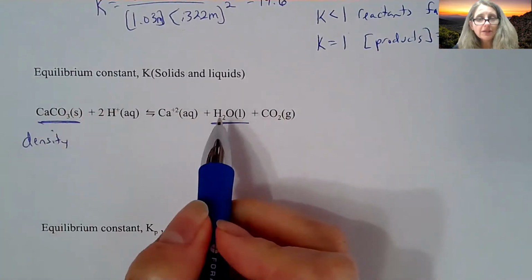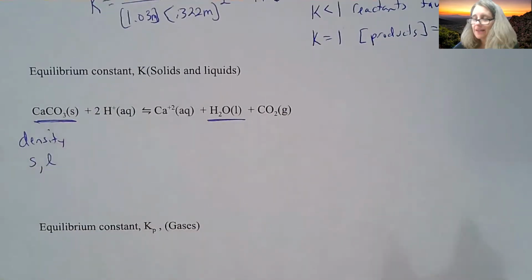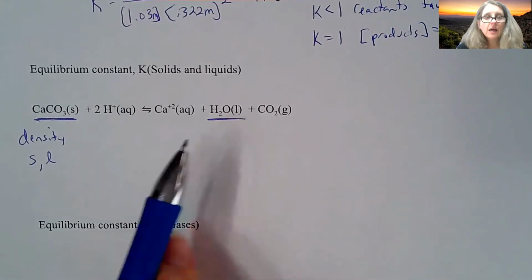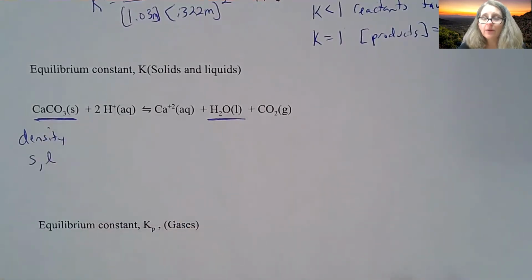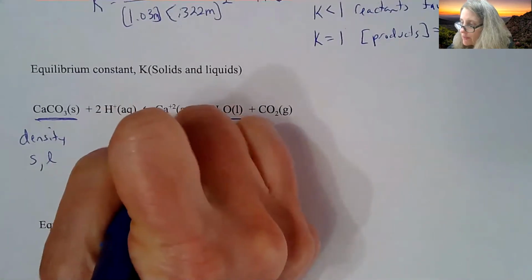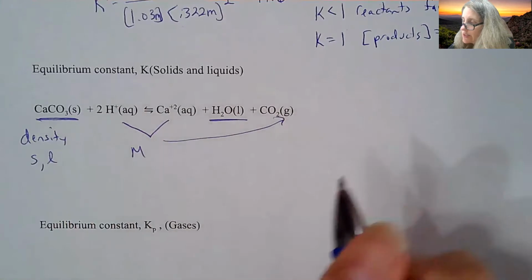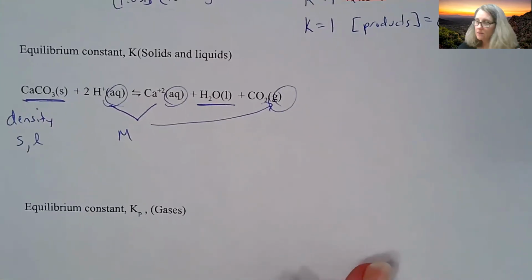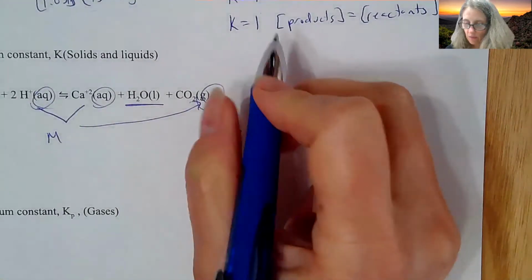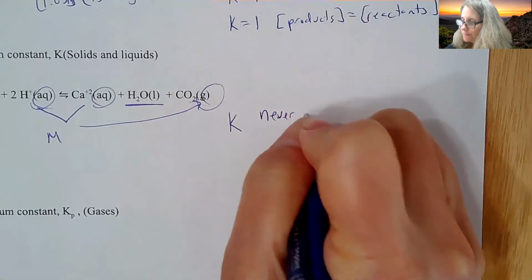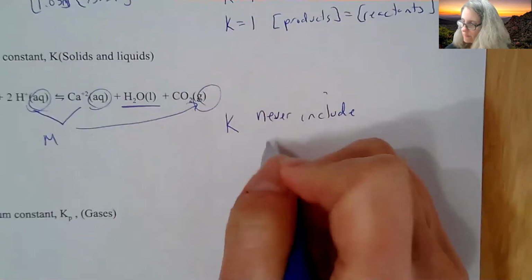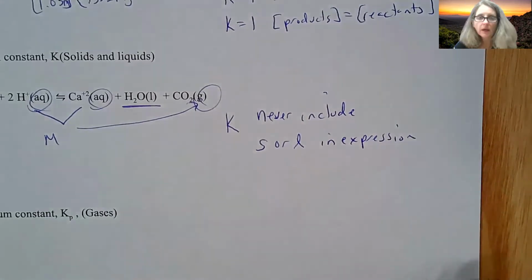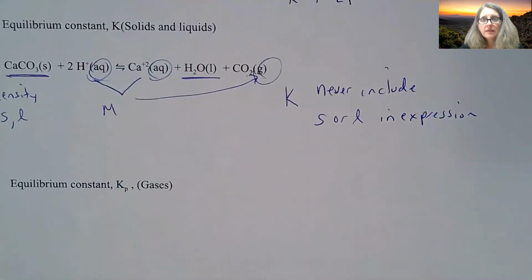You do have density of solids and liquids, because that is intrinsically part of what makes something water, or how calcium carbonate's particles are arranged. So the only things that we have molarity for are gases and aqueous solutions. That means with K's, write this down: you never include solids or liquids in the equilibrium expression.